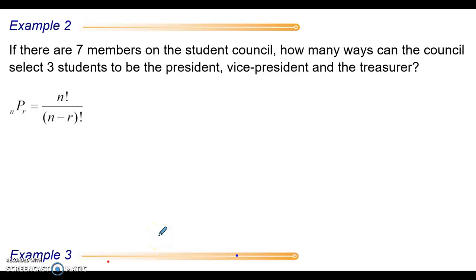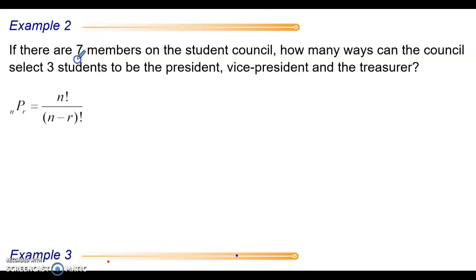Section 2.3, Example 2. If there are 7 members on the student council, how many ways can the council select 3 students to be president, vice president, and treasurer? So keep in mind that this is a permutation question because the order does matter. If a person is president versus vice president or treasurer, it does matter.